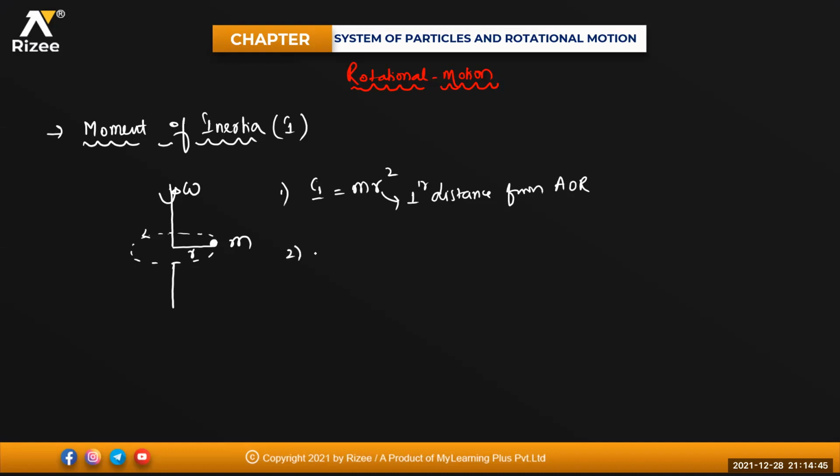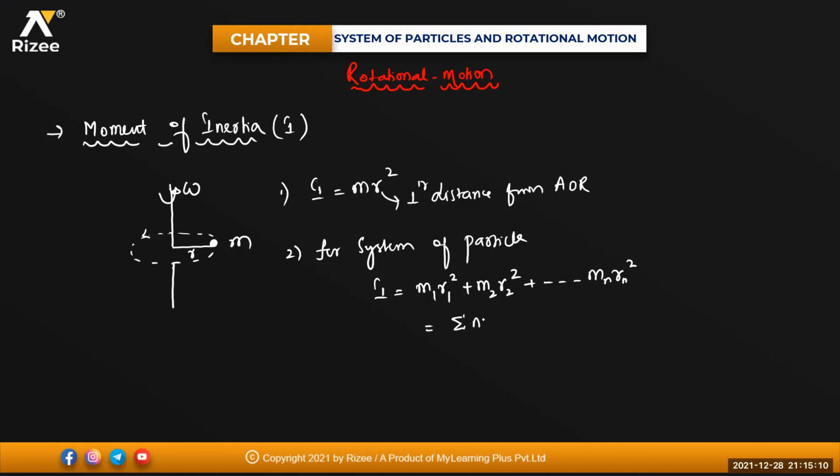For more than 2-3 particles, or for a system of discrete particles, the moment of inertia is represented by the formula I = m1 r1² + m2 r2² + so on up to mn rn². Or else I can write that as the summation of m_i r_i², over the ith particle.